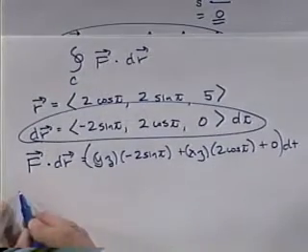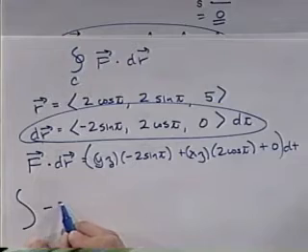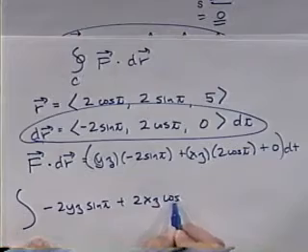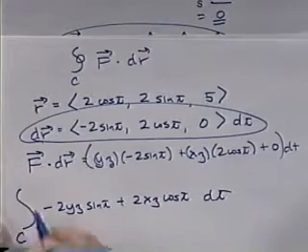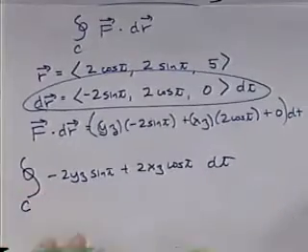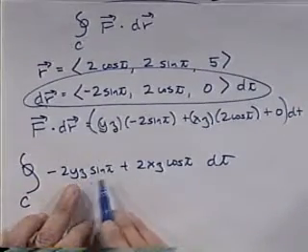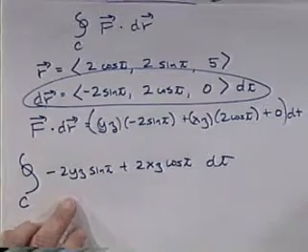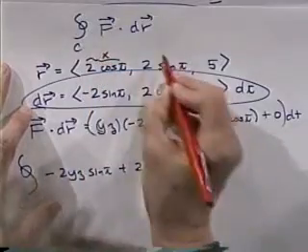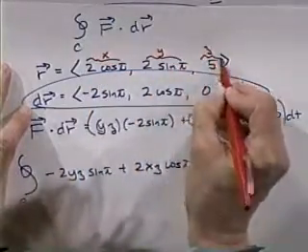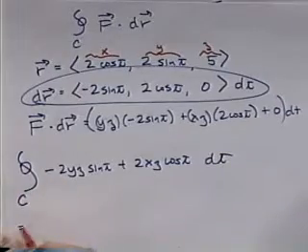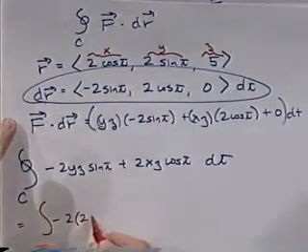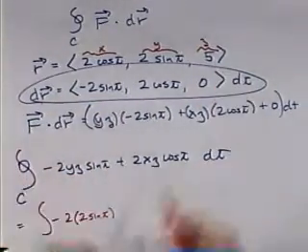Now they want me to do the integral of f dot dr. So I want to do the integral of minus 2 yz sine t plus 2 xz cosine t dt over that curve. A little bit of problem here, people. I got a y, I got a z, I got a t. How can I make this just in terms of t's? Aha! Remember, this is your x, this is your y, this is your z along the curve. So where I see y, I'm going to put in 2 sine t. Where I see z, I'm going to put 5.